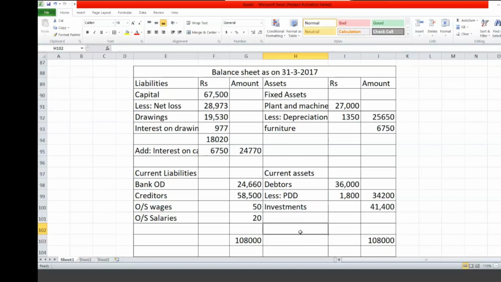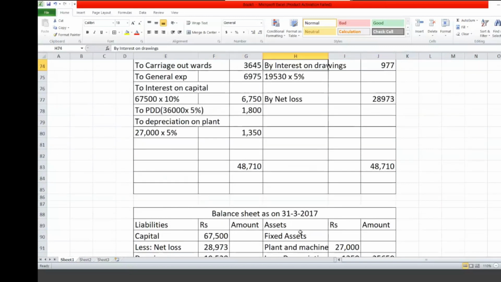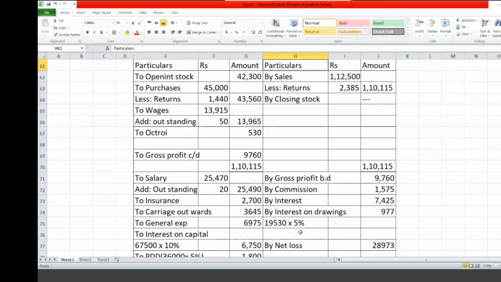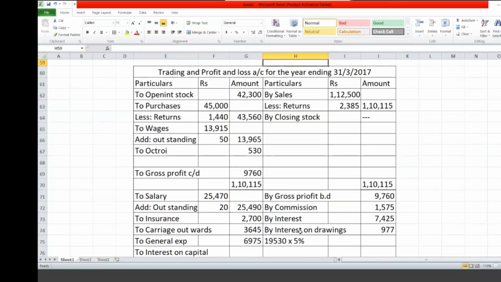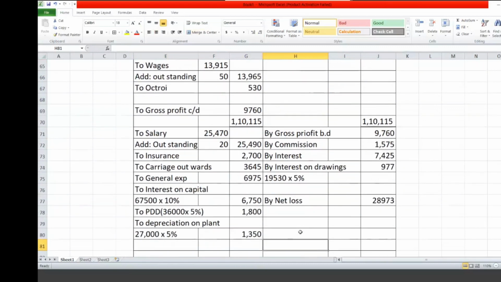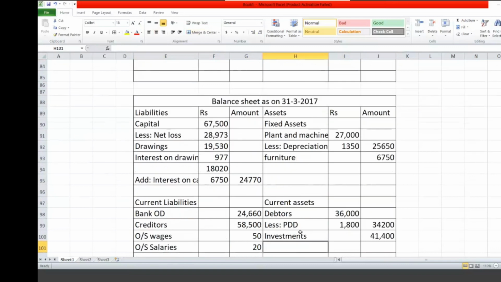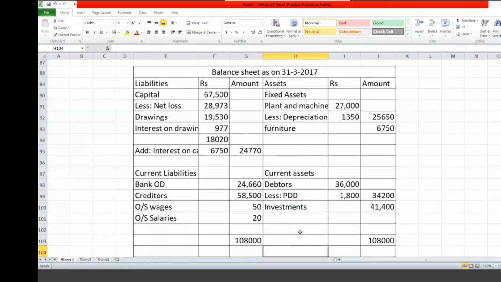Hope all of you understood, right? Once again, you just check it out. Balance sheet is here. Please take a screenshot and copy it. And here is the profit and loss account, and here is the trading account. Once again, check it out. First, trading account, profit and loss account, and balance sheet. Is that clear to all of you? All of you are clear, right?